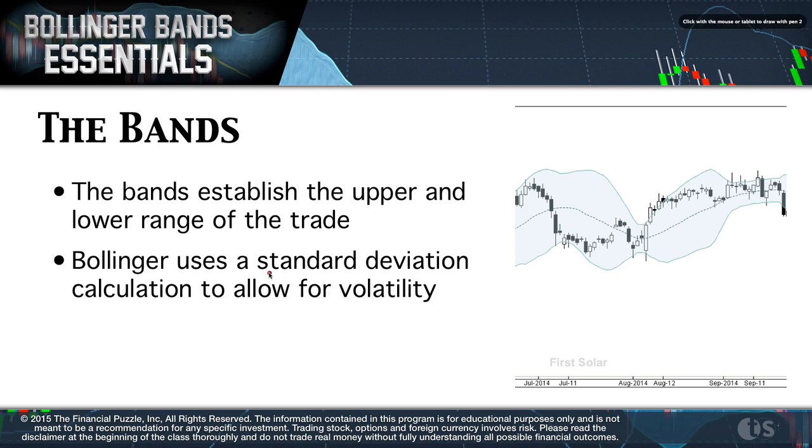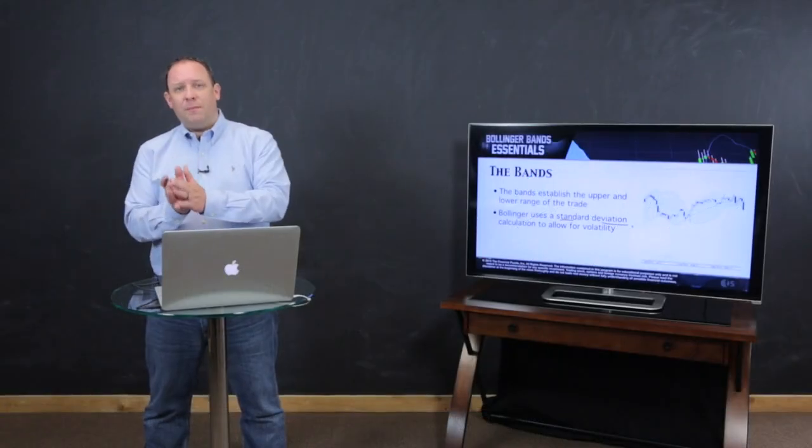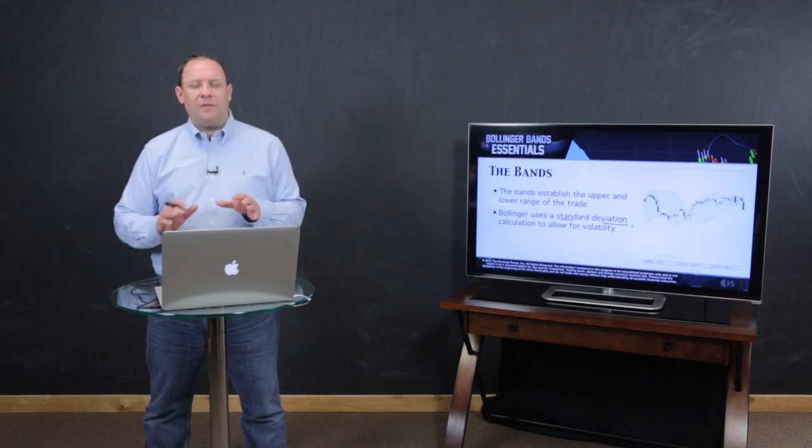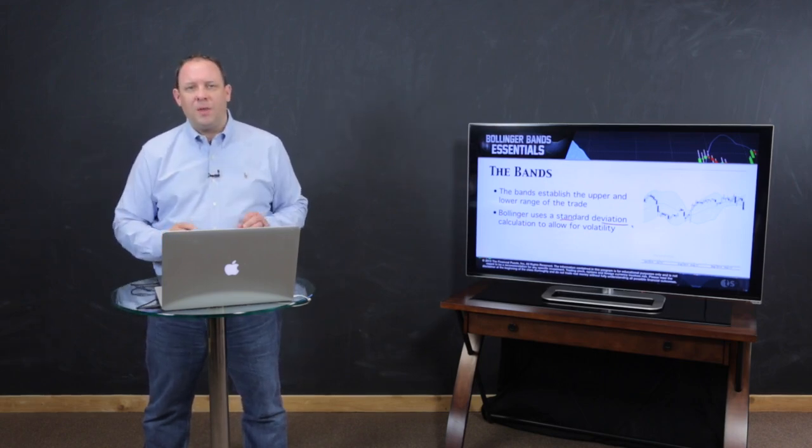The Bollinger Bands take a standard deviation and it allows for that volatility, and it draws the upper and the lower band based on that middle average. If you don't have that moving average in there, the bands can't be drawn. It's got to have the average because that's the first calculation in the formula. And then, of course, we take that standard deviation.